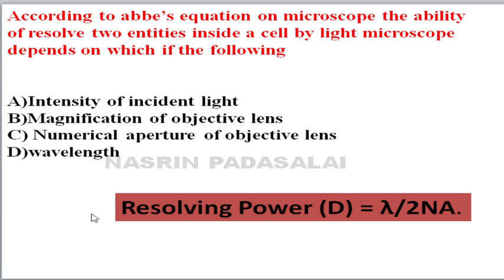Once you know the formula, you can easily answer this question. So this lambda determines a wavelength and this NA determines a numerical aperture.